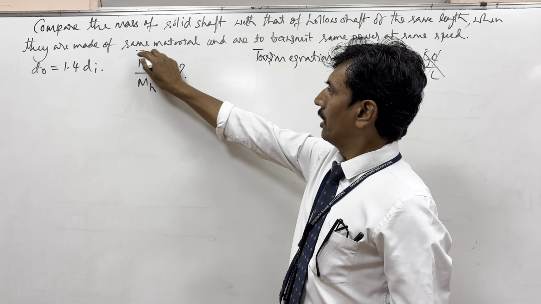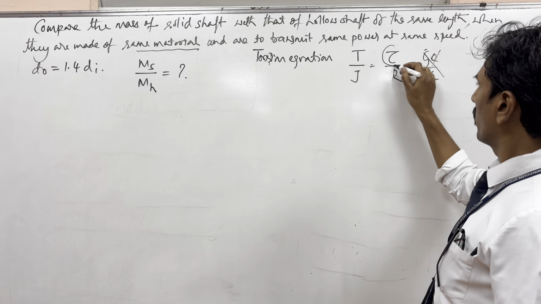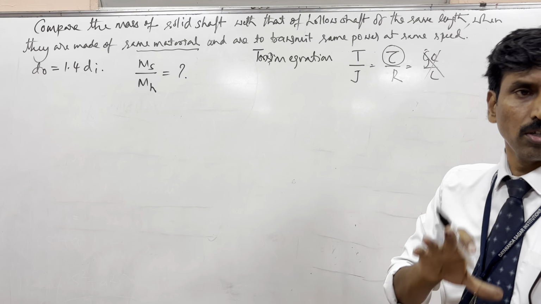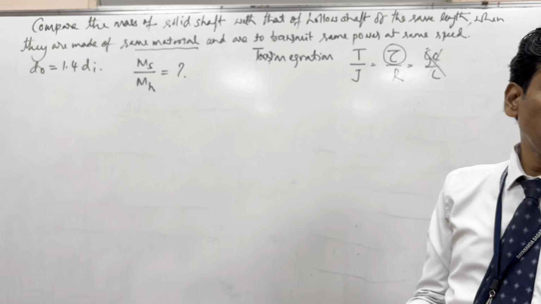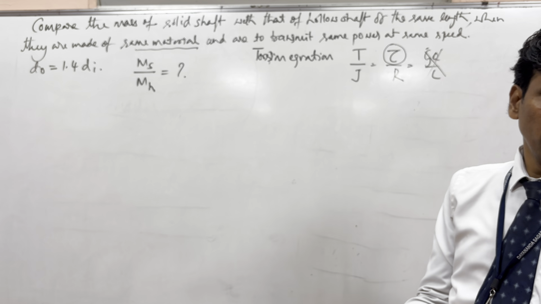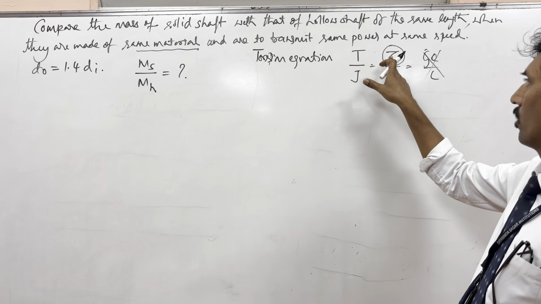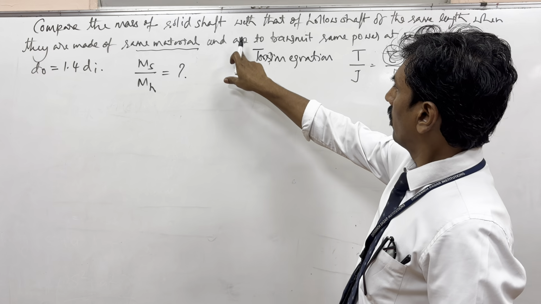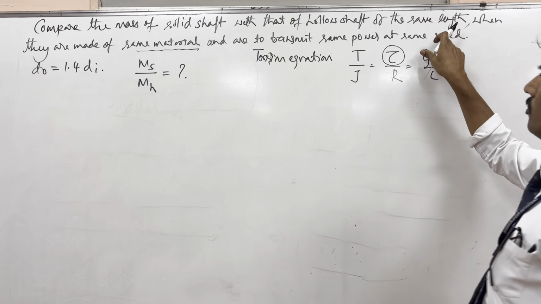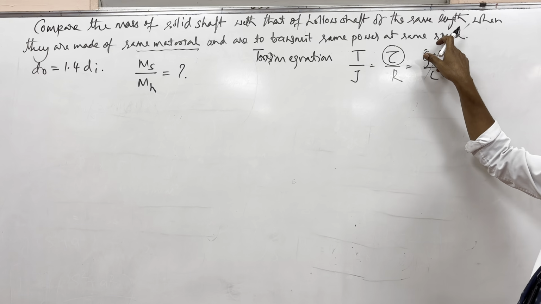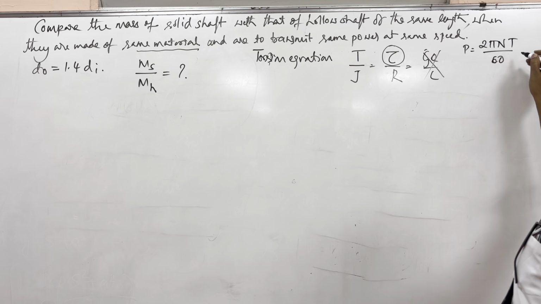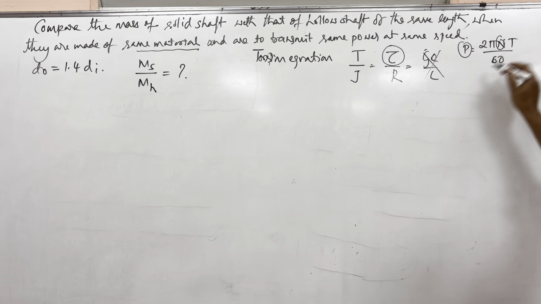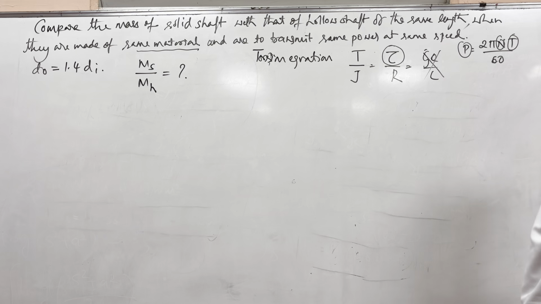Same material means they have the same shear stress, so they can take the same maximum shear stress. Suppose it is made of steel, it may take a shear stress of around 200 or 150 or 100. Therefore they will take the same shear stress. It is also said that they have to transmit the same power at the same speed. We know P is equal to 2 pi N T by 60. Same N and same power means T is also the same, so the torque applied on this is also the same.